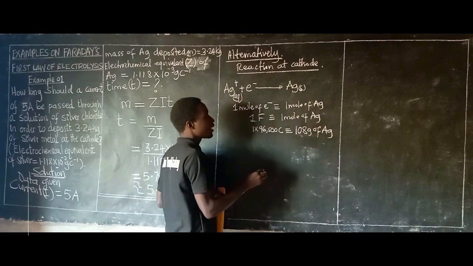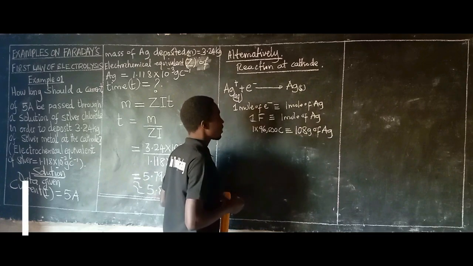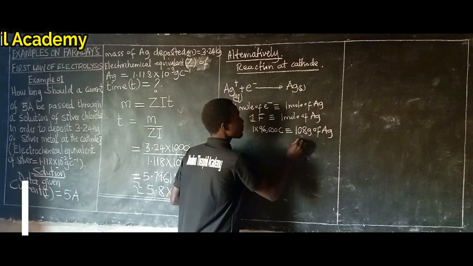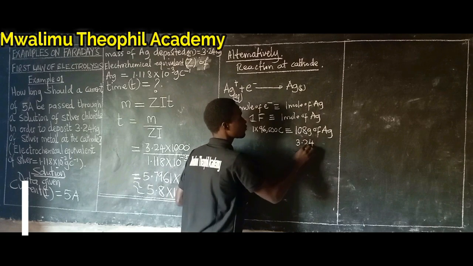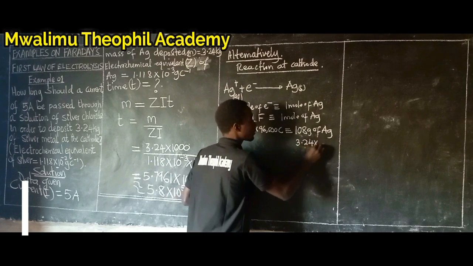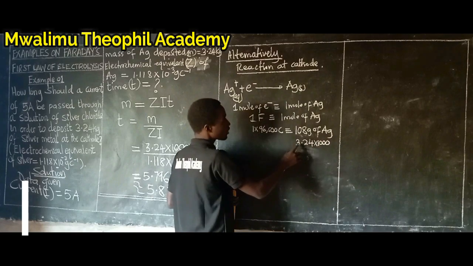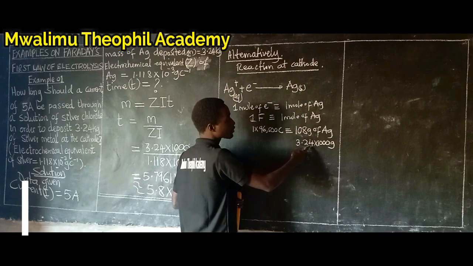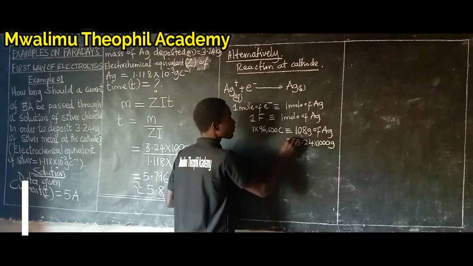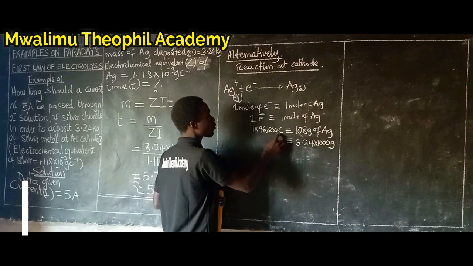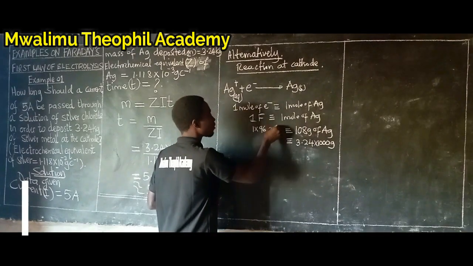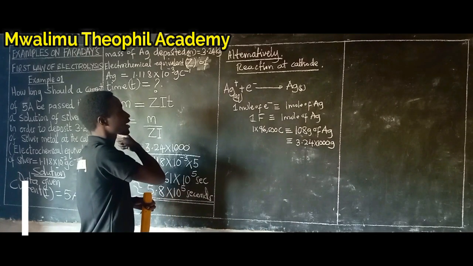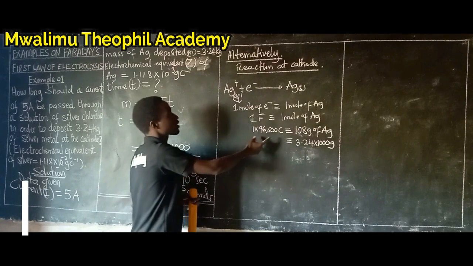Now, let us use the data from the question. We are given 3.24, which is in terms of kilograms. To change it into grams, we multiply by 1,000. This is the amount deposited at the cathode, and it will be equivalent to how many coulombs. Here, we are required to relate the given current and time so as to make them coulombs.